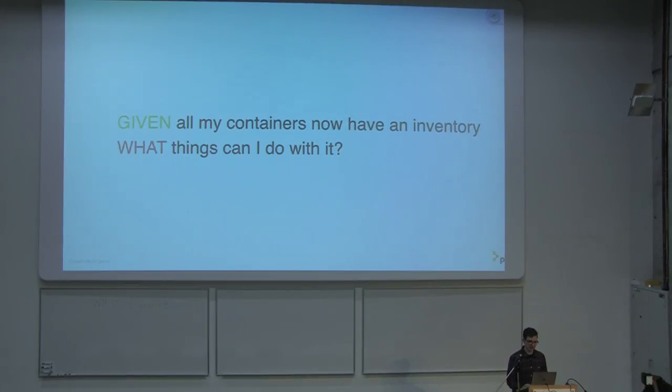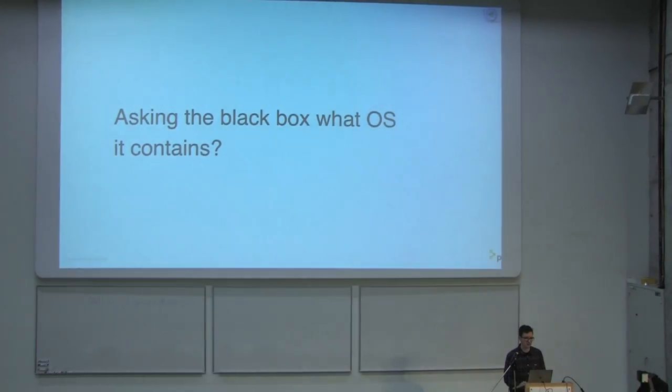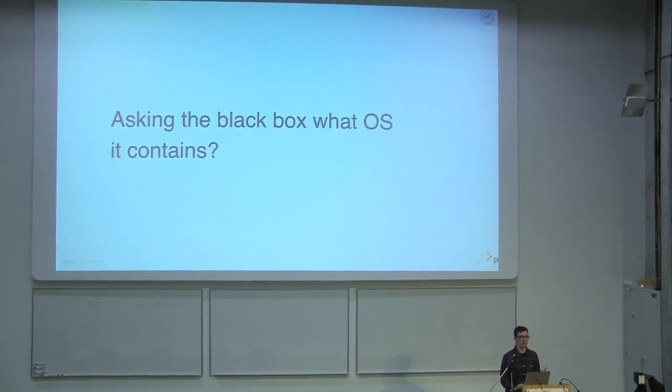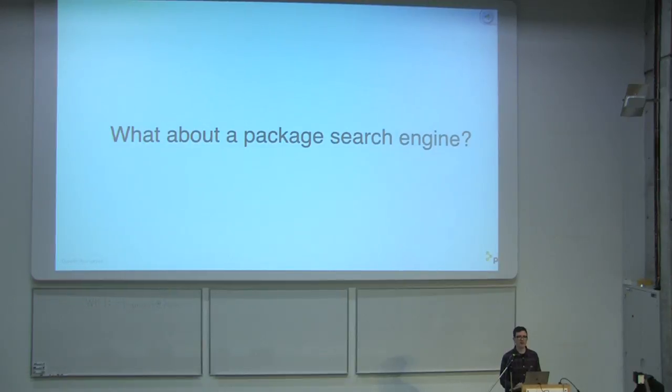Given we have that inventory, what sort of useful things can we do? Because that's the implementation details. Why is that useful? Well, we can ask that black box what operating system it contains. That's surprisingly interesting, because most people will just go, oh, we have a load of containers we're running. It's a black box. It's whatever the developer happened to put in there. Those containers may come from third parties. Understanding your exposure starts with understanding what you have. But that's not super interesting. We can solve more interesting problems.